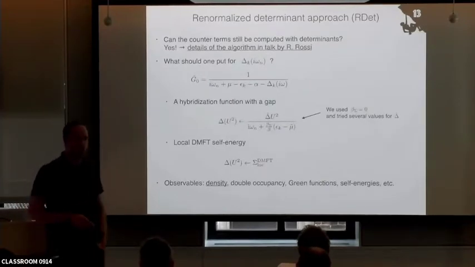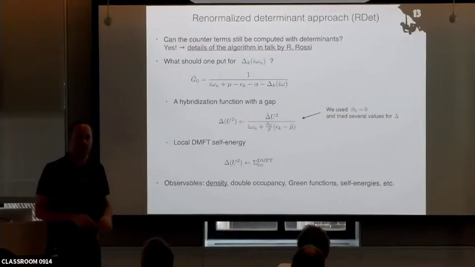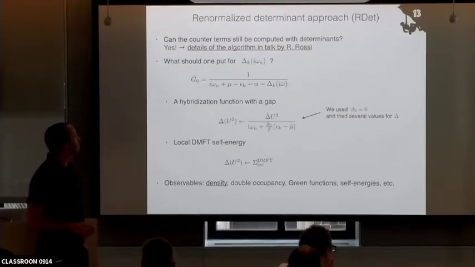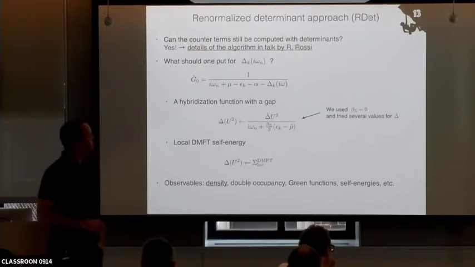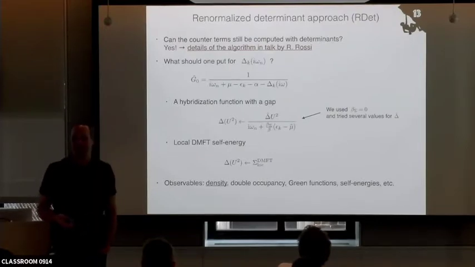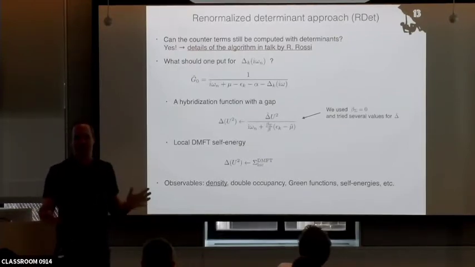And you can show that for a given set of vertices, you can do that exactly using determinants. And this is something that Riccardo Rossi will describe in his talk on Wednesday. So I won't go into the details of this. Then comes obviously the question, so what do I put in this function? Because alpha used to be a scalar, that was nice, but now I have a function. So what do I put in there? Well, for now we're just trying things.